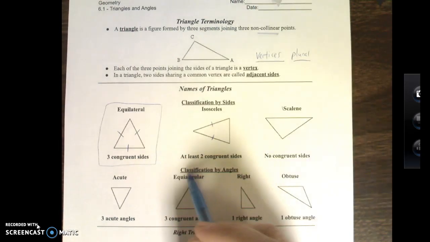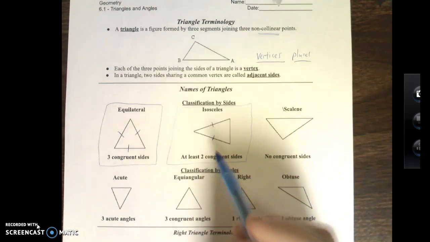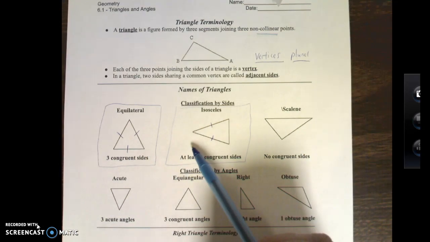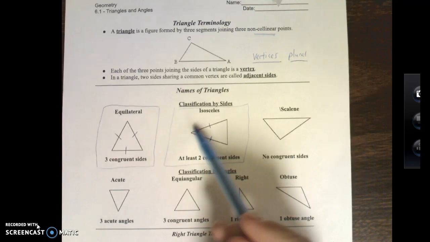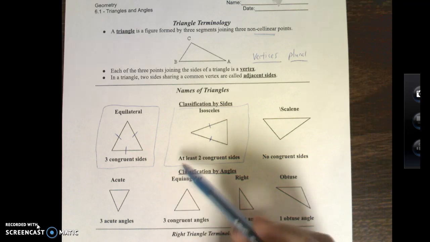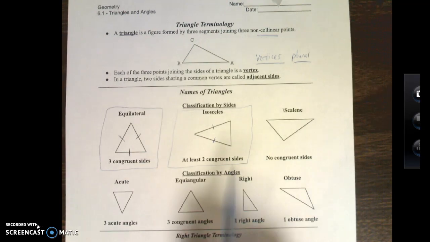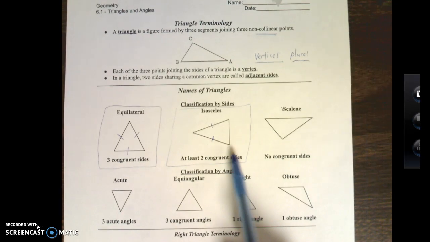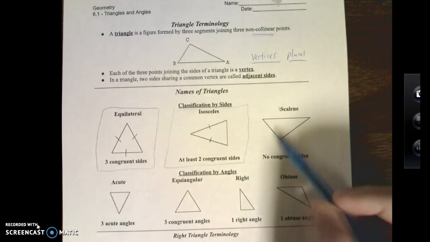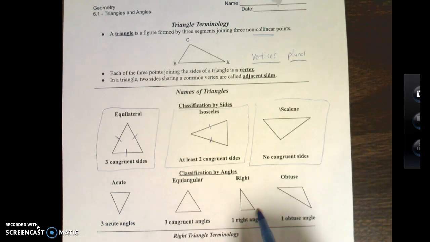Now, isosceles, this is an interesting one. An isosceles triangle has at least two congruent sides. By definition, an equilateral triangle is also isosceles, because it has at least two congruent sides. But is every isosceles triangle equilateral? No. It's like every square is a rectangle, but not every rectangle is a square. For the sake of this class, think of isosceles as: if you have two equal sides, bam, you've got it. And finally, no congruent sides is scalene. It's basically when you have three different sides, like a 3, 4, 5.